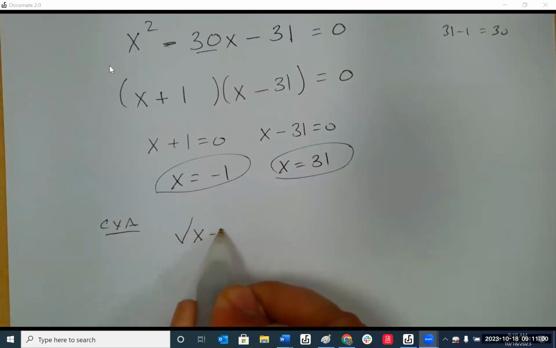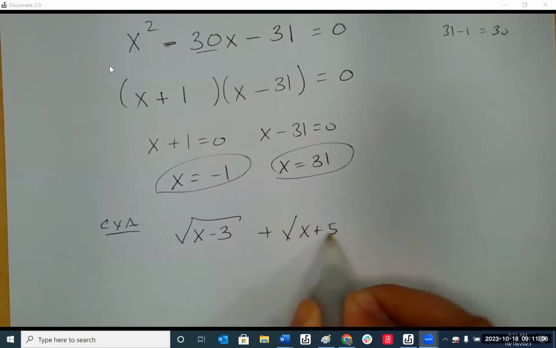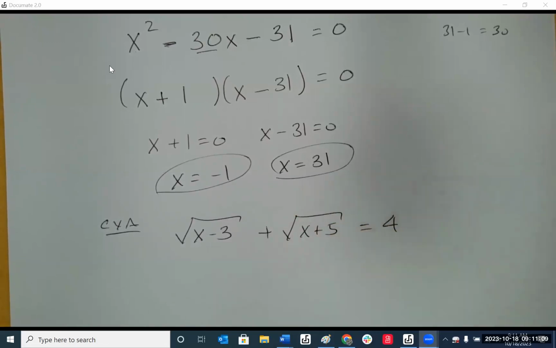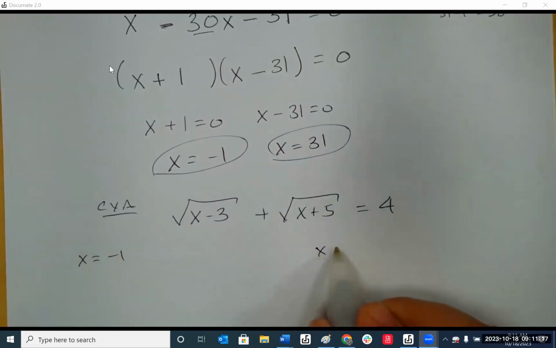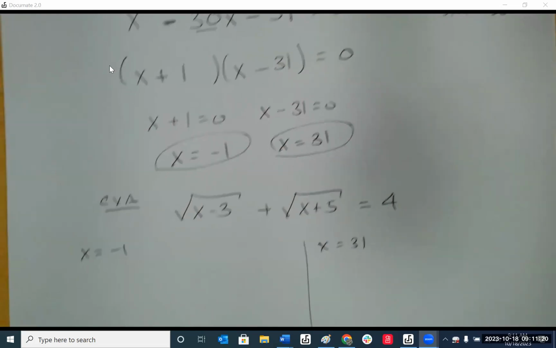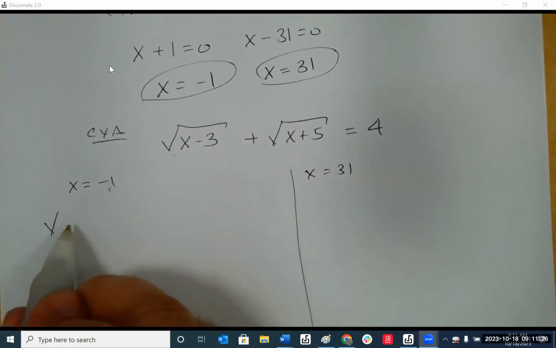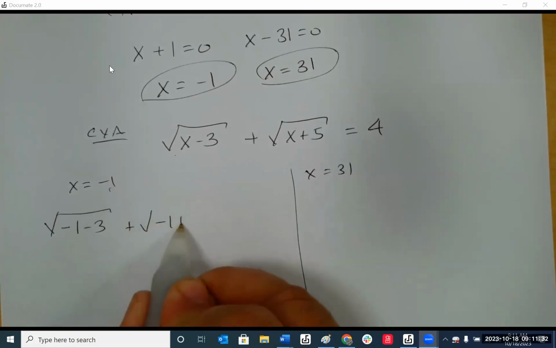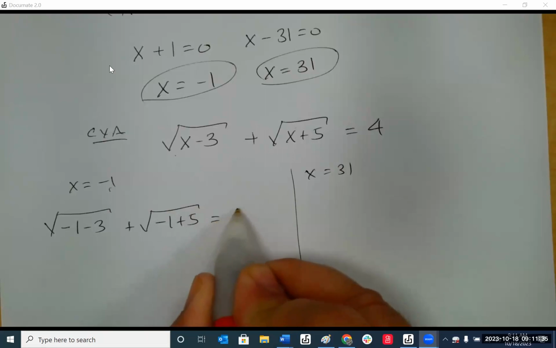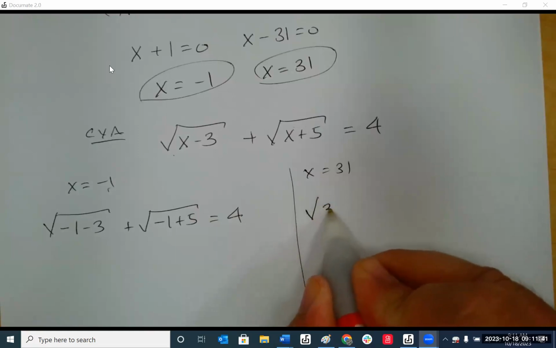The original equation was x minus 3 times radical x plus 5. Now we have to check both of those. So inside there, x is -1, -1 minus 3, -1 plus 5. And the other side, we're putting in x equals 31.